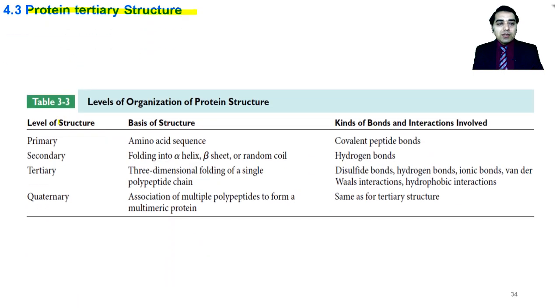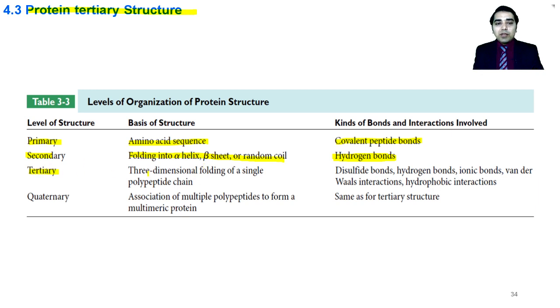Protein tertiary structure. Primary structure is containing information only about the amino acid sequences, and the covalent bonds are found in the primary sequence. In the secondary structure, we can see folding of alpha helices and beta sheets, and random coils are there, and the hydrogen bonds actually stabilize the secondary structure.